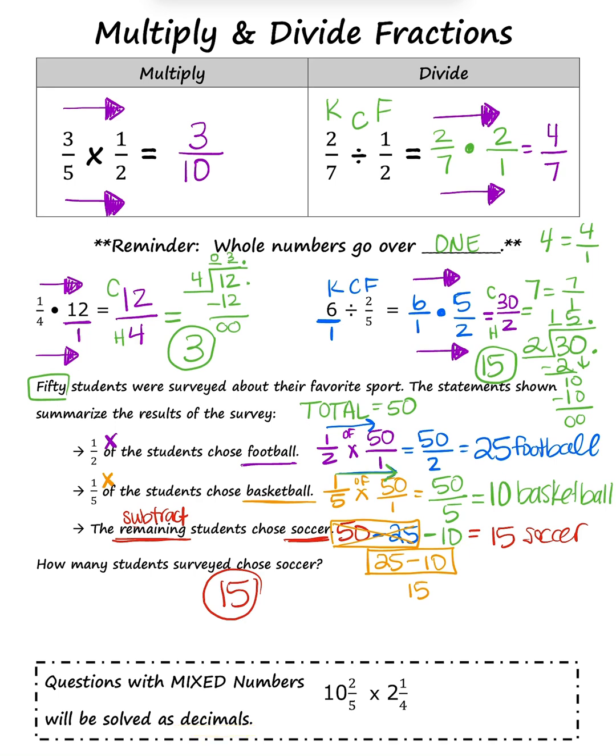So we would not solve this as a top times top, bottom times bottom. We would change them, cowboy and horse, and say this is 10.4 times 2.25. Okay, so anytime we have mixed numbers, meaning we have a whole number and a fraction, we are going to solve those as decimals. All right, so that's just your reminder.